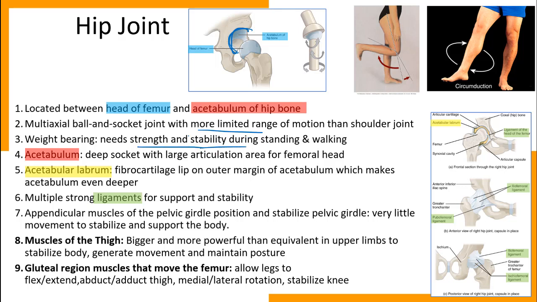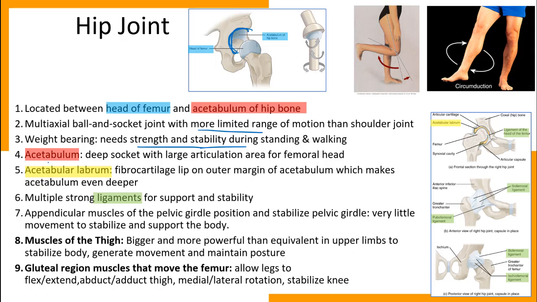Because your hip joint, you need your hip joint to be stable and steady in order for us to actually stand, walk, move, jump, right? Whereas the glenoid cavity of your shoulder joint should be shallow in order to allow your arms a wider range of motion.